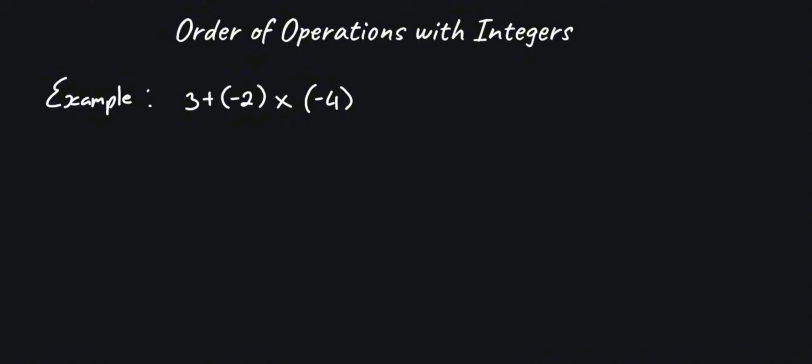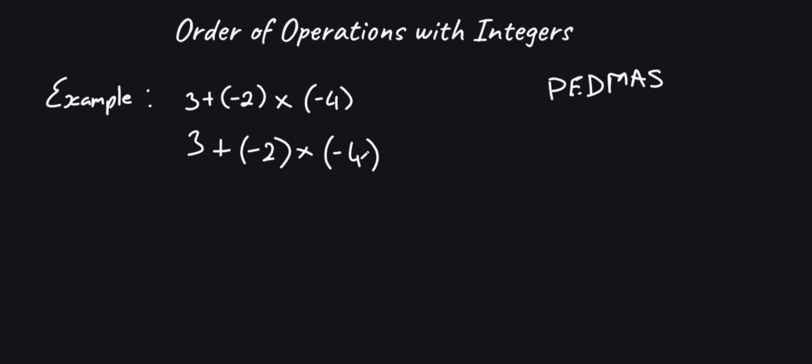In this case, we will start with parentheses. I'll just write it down here, PEMDAS. So parentheses first. Well, there's nothing in the parentheses, so we can go to multiplication. So this is the same as 3 plus negative 2 times negative 4. So what's negative 2 times negative 4? Negative and negative is positive. 2 times 4 is 8. So it's 3 plus positive 8. What's 3 plus 8? That is equal to 11.